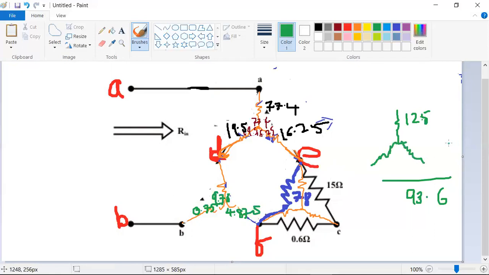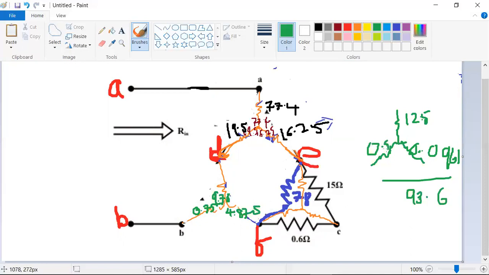Next, what about that? 15 into 0.6 divided by 93.6. The value will be 0.0961. Then 78 into 0.6 divided by 93.6. The value will be 0.5.